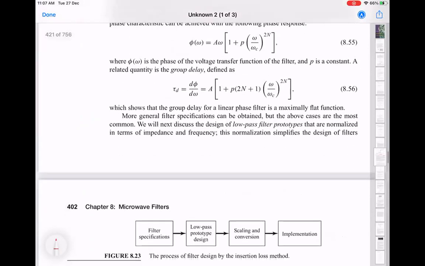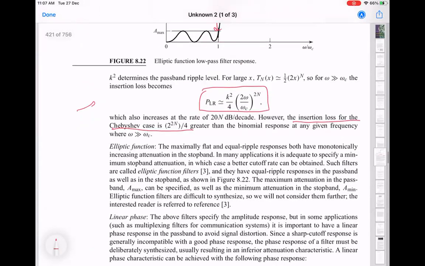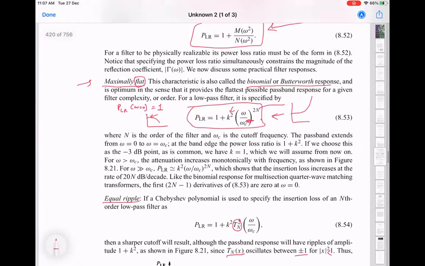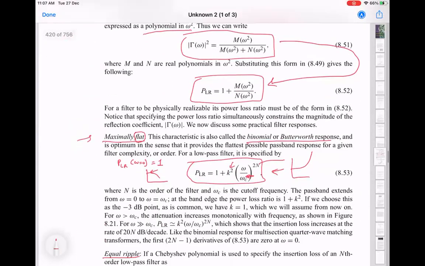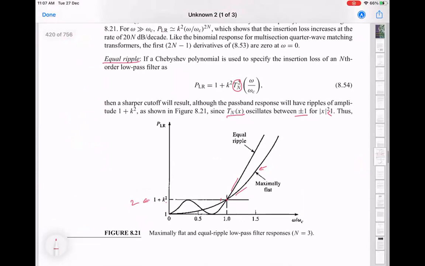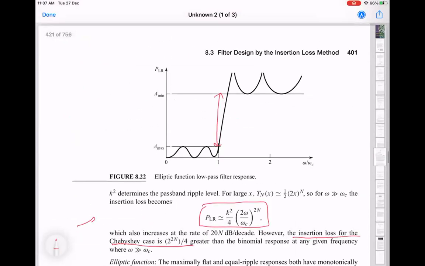being used. Okay, so the thing we are going to look at in more detail is this simple one, which is the maximally flat design. Okay. We'll also see how the Chebyshev one looks.